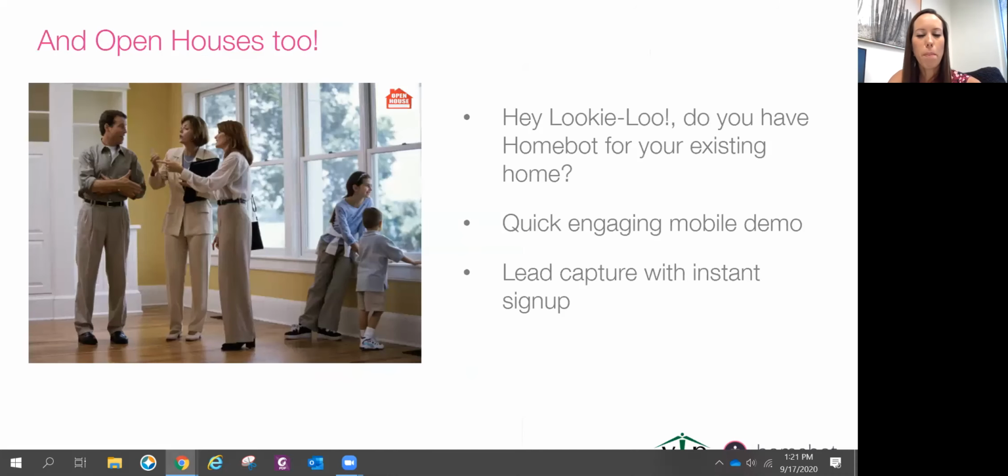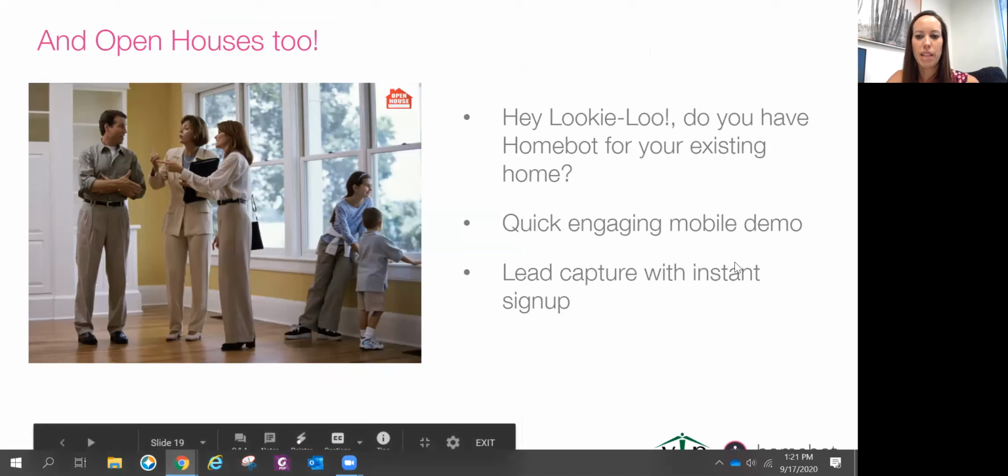And also, Homebot is great for open houses. It's really great for all the neighbors that come in. So this says, ask them, do you have Homebot for your existing home? Most of the time, they don't know what Homebot is yet. But you could ask them, do you have a great tool that provides you with information on your home's equity? No. Well, I have one. Would you like it? I'd be happy to send it right over.